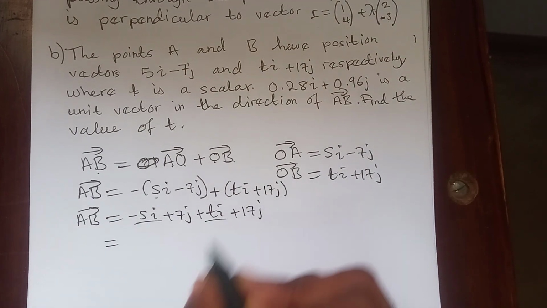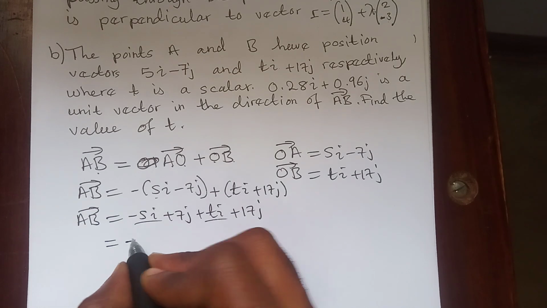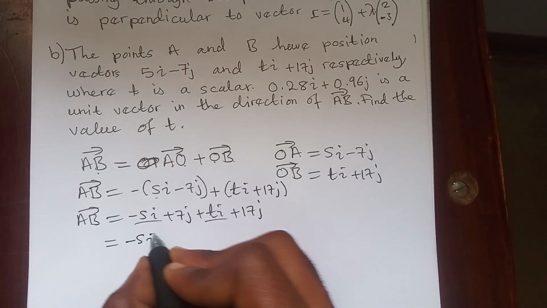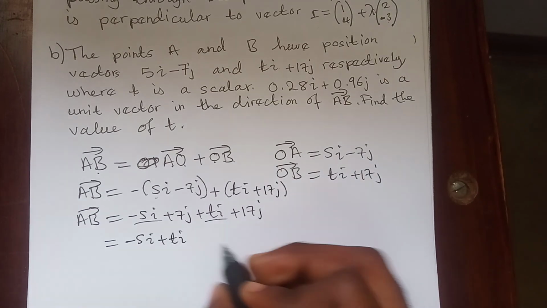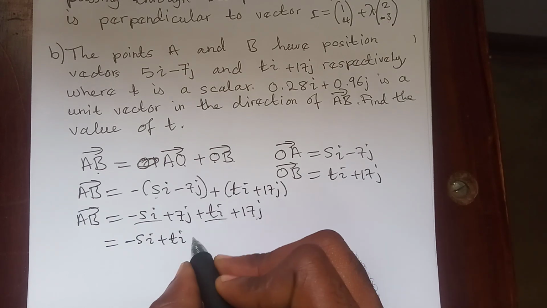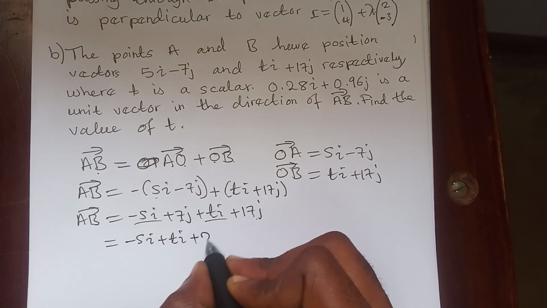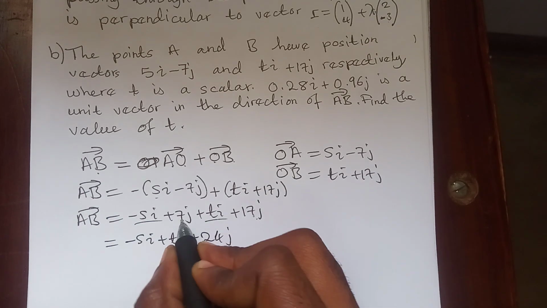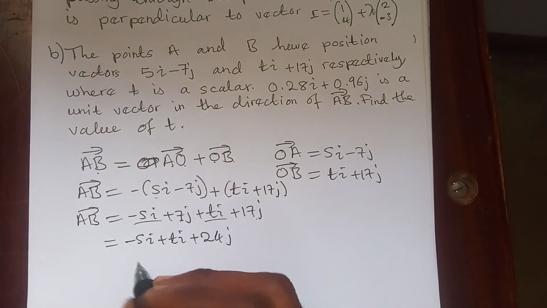So now you can put the i's together: negative 5i plus ti, then the j's together. This is just 24j, because 17 plus 7 is 24.